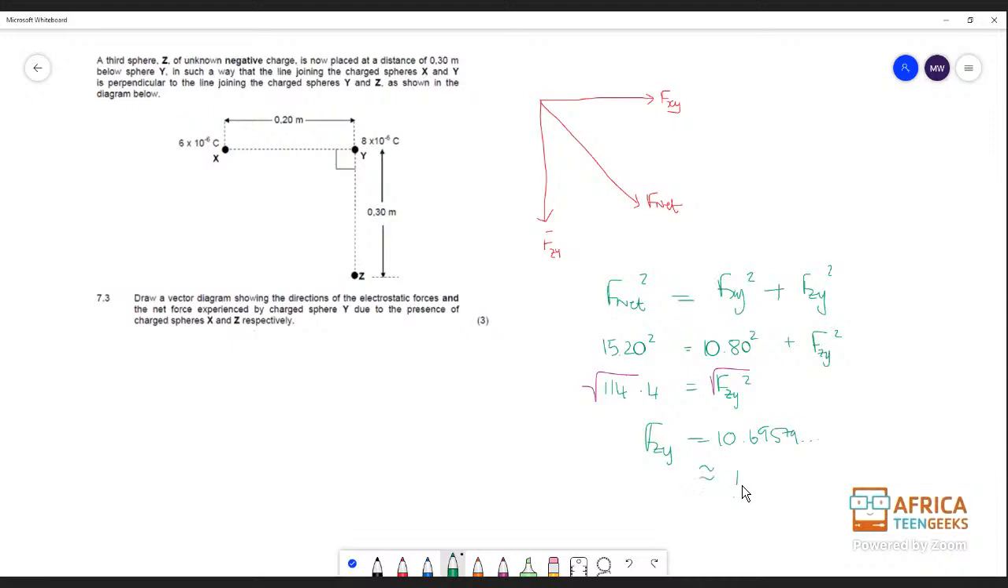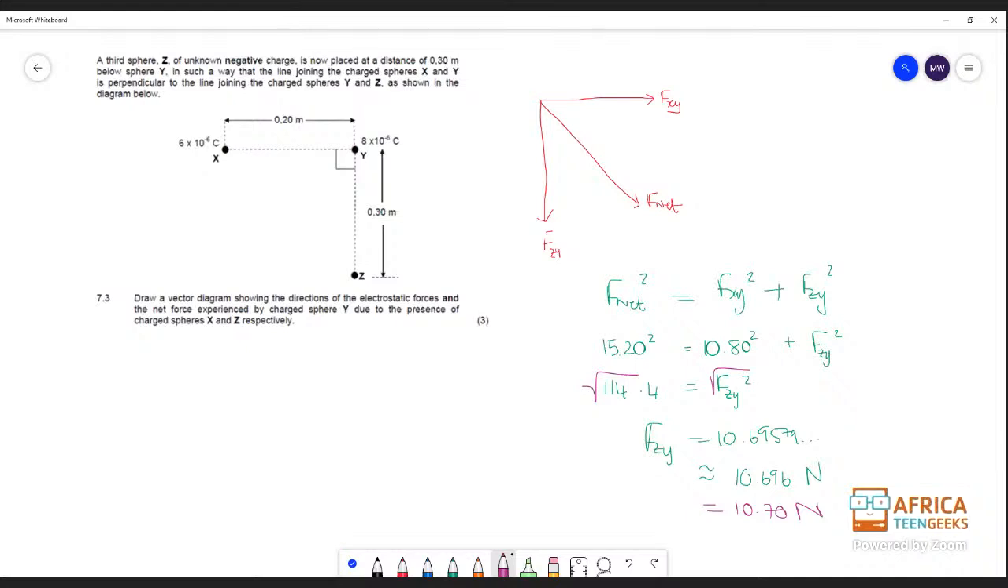You can round it to two decimal places. I'm not going to round it to decimal places because I know I need to use it in my next question. So I'm going to leave it as 10.696. But if you said 10.70 newtons, that would be correct. Okay, does that make sense to everyone?